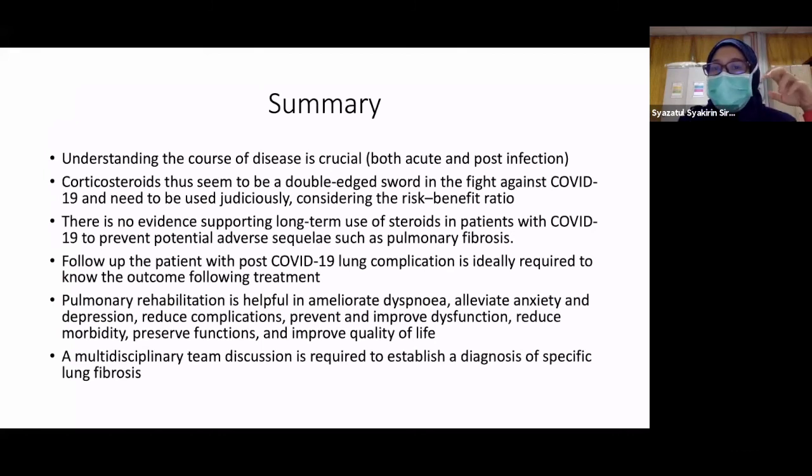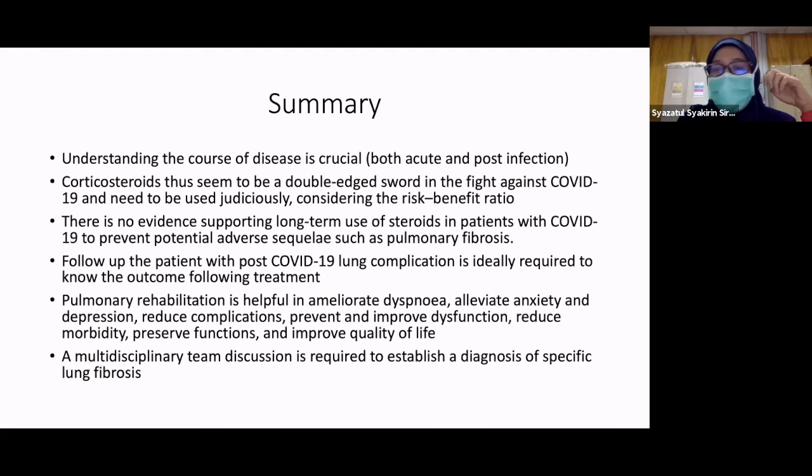Corticosteroids seem to be a double-edged sword in the fight against COVID-19, but need to be used judiciously considering the risk-benefit ratio. There's no evidence supporting long-term use of steroids in patients with COVID-19 to prevent potential adverse sequelae such as pulmonary fibrosis. Follow-up is ideally done to know the outcome of the treatment.